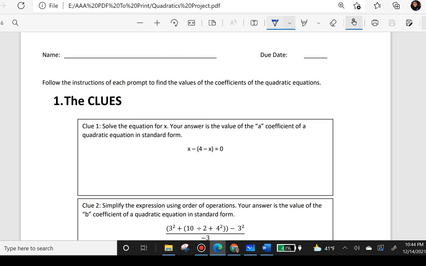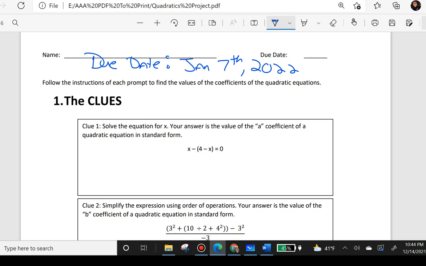Hello all, this is just a quick video to describe your quadratics packet. First of all, the due date is January 7th, 2022. Alrighty, and the directions are pretty thorough, even though we know students don't like to read directions.